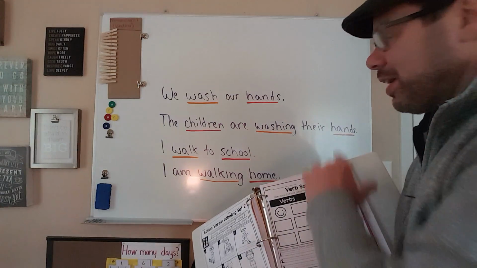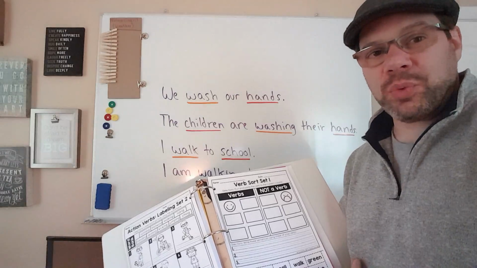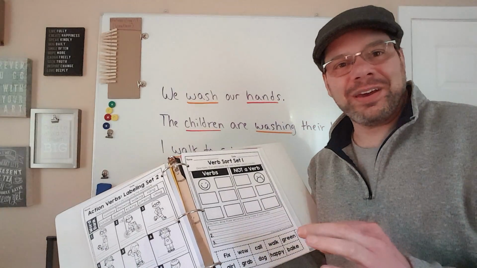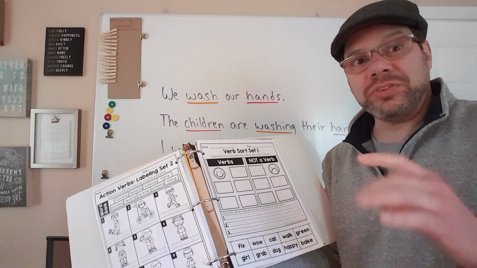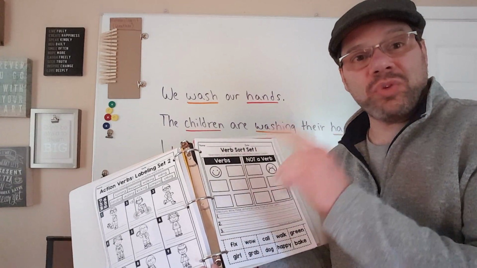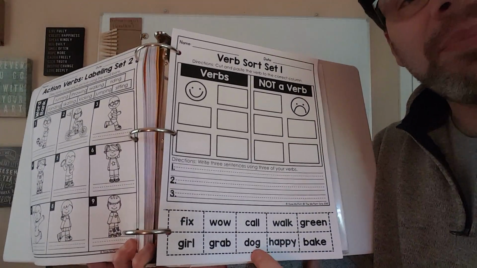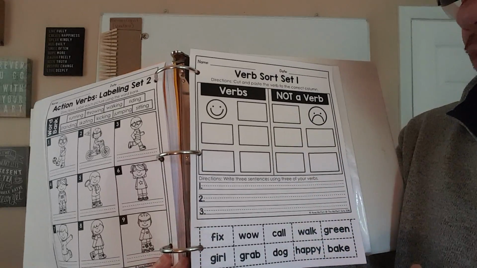Okay, so if you identify one of these words as a noun, like I'm just going to point out one of these that I know is a noun. A dog is a noun. It's not an action. A dog is not an action. The dog is running. The word running would be an action. But dog is a person, a place, or a thing. So that would actually be a noun, and we put that under not a verb.